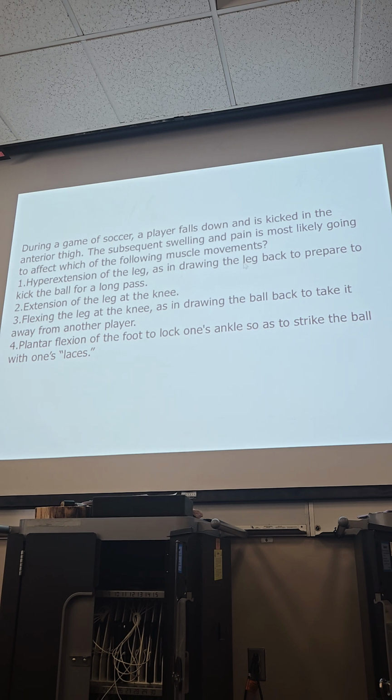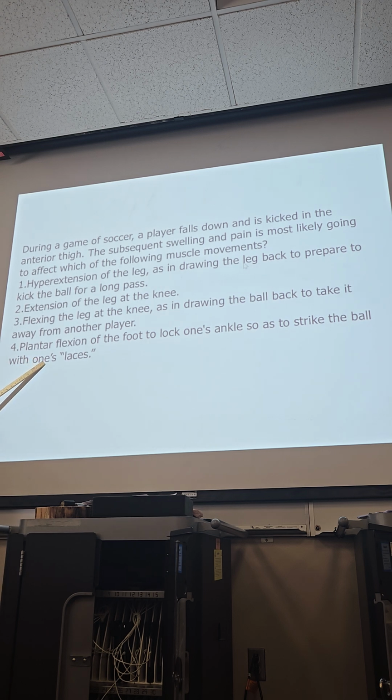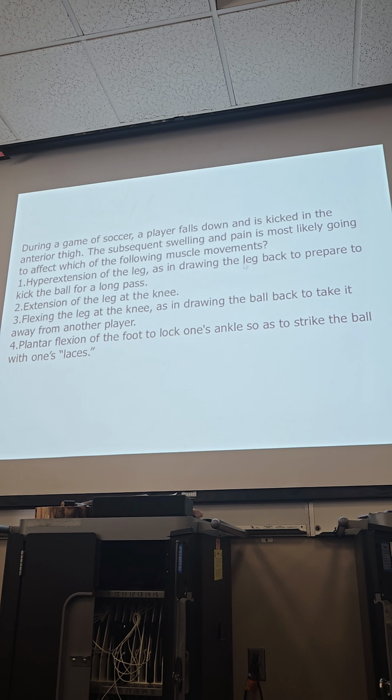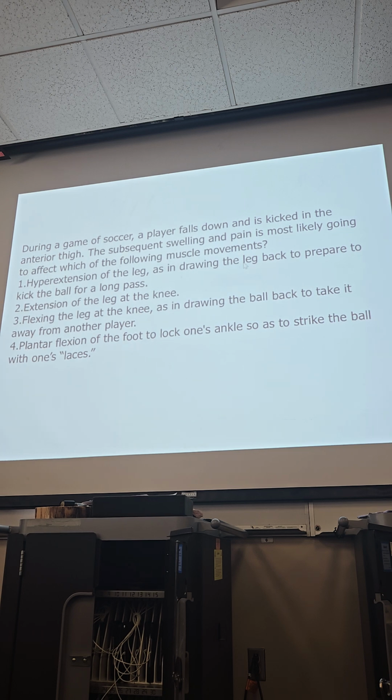I picked extension of the leg at the knee. All right, let's eliminate a couple. Clearly it's not this, we're not on the foot. So we're eliminating that one. And does any player hyperextend? No, that's another injury in itself, so we can eliminate A. So then the question becomes, is it behind the leg or in the front of the leg? What does this say? So therefore the correct answer is 2.